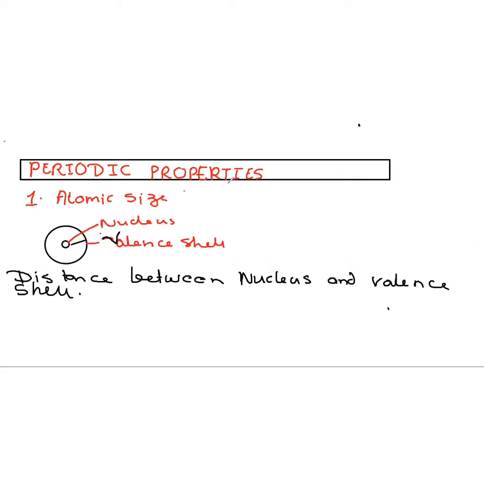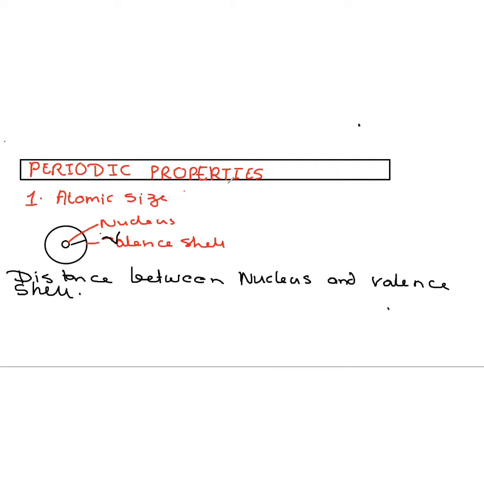When we move across the period, that is from left to right of the periodic table, the properties are going to change. And when another column comes, that is another period, the same properties are going to repeat in the same manner. So that is known as periodic properties. There are different kinds of periodic properties, so we are going to discuss them one by one.